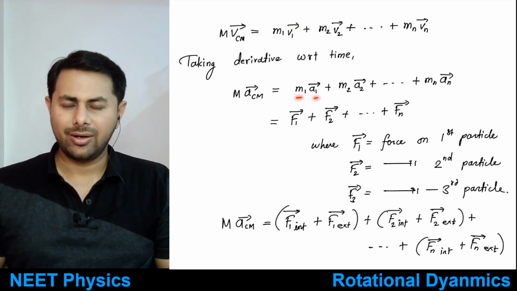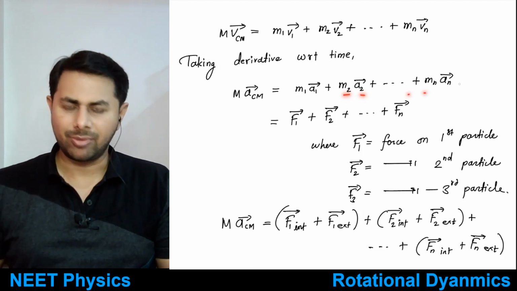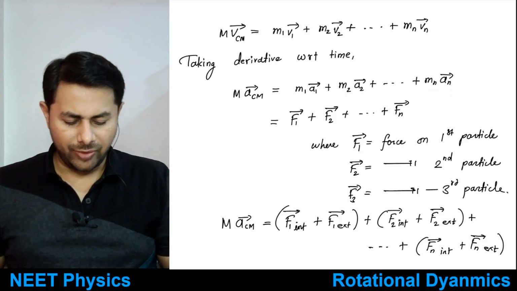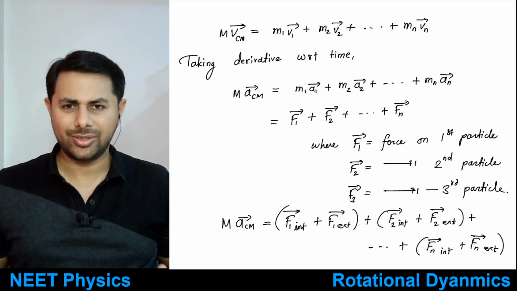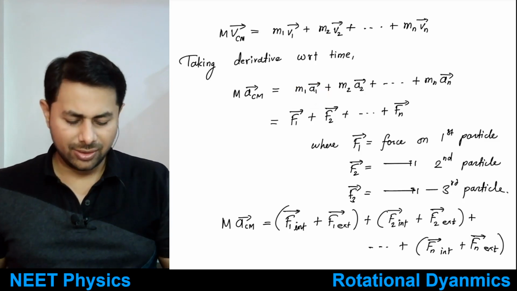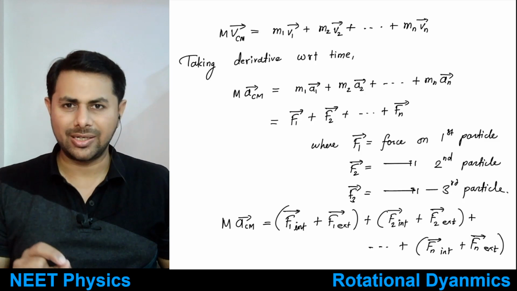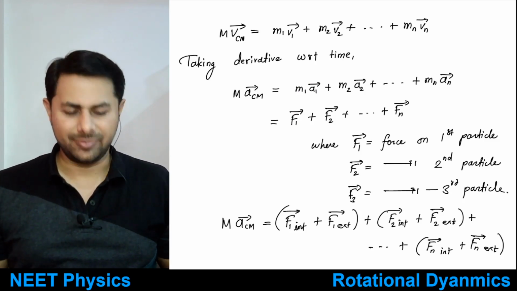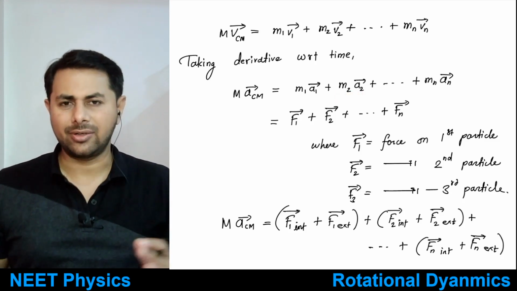So m1 a1 bar plus m2 a2 bar plus so on and so forth up to plus mn an bar. Okay. So what is this thing? So we know that mass times acceleration is force, right? So this is the force acting on the first particle. Okay, mass of first particle times its acceleration is the force acting on first particle. Similarly, mass of second particle times its acceleration is force acting on second particle.